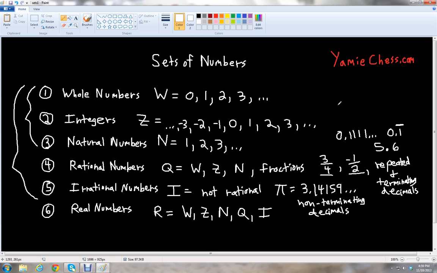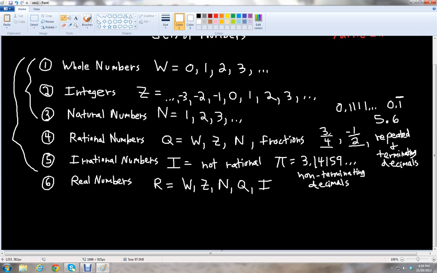So let's see with a couple examples what we can look for. Let's see how we can classify the sets of numbers. So if we have the number, let's say we have the number 4, and we want to classify what sets 4 belongs in. And so 4 would be a whole number because it's 0, 1, 2, 3, 4, etc. So this would be a whole number.